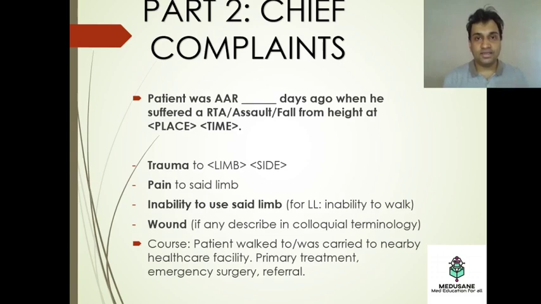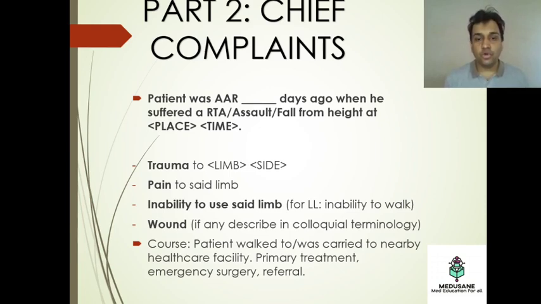First in sequence is the patient complains of trauma to a particular limb. So you have to state the limb and you have to state the side. Followed by that, the immediate reaction after trauma is pain, and that should be your immediate next point, and that is pain to the given limb. Third would be an inability to use the said limb, which means in case of an upper limb trauma, that the patient could not move his particular hand or forearm. In case of lower limb, it will be that the patient is unable to stand or unable to walk.